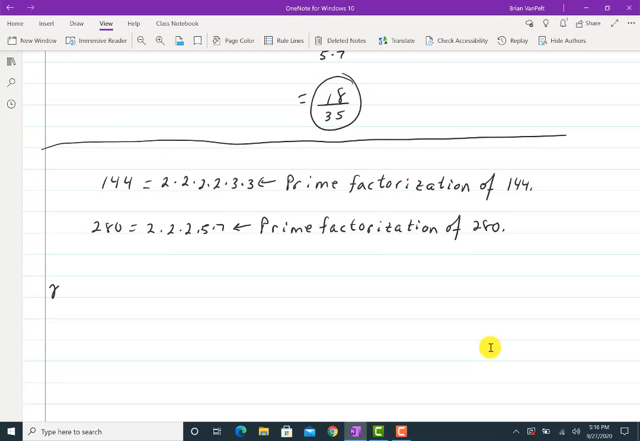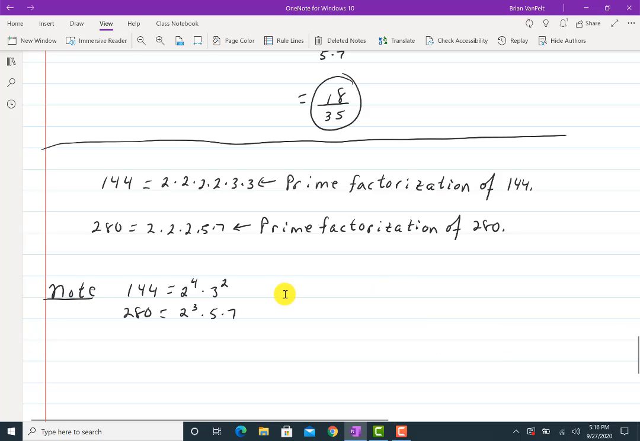One note, some students don't like it broken down quite like that, and they may write it in the following format. Notice I had 2 times itself 4 times, so we could write it as 2 to the 4th times 3 to the 2nd, and 280 could be written as 2 to the 3rd power times 5 times 7. So these count as prime factorizations as well. They're just a little more compact looking than the upper versions. Both of these are okay. They're both doing the same thing. It's easy for me to tell how many 2's are involved, how many 3's, etc.